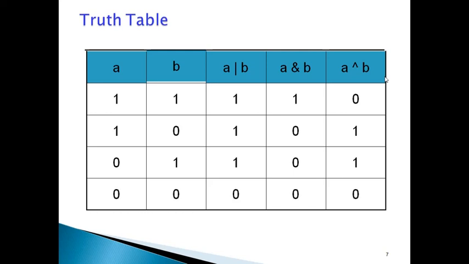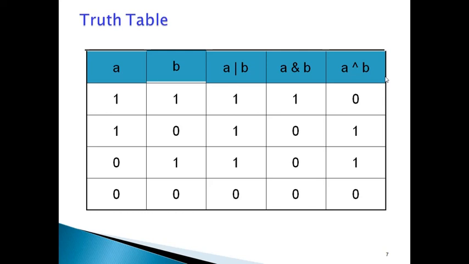The fourth row, both inputs are 0. A equals 0, B equals 0. In the OR operation, the output equals 0. In the AND operation, the output equals 0. In the exclusive OR operation, the output equals 0. This is the truth table of OR operation, AND operation, and exclusive OR operation.